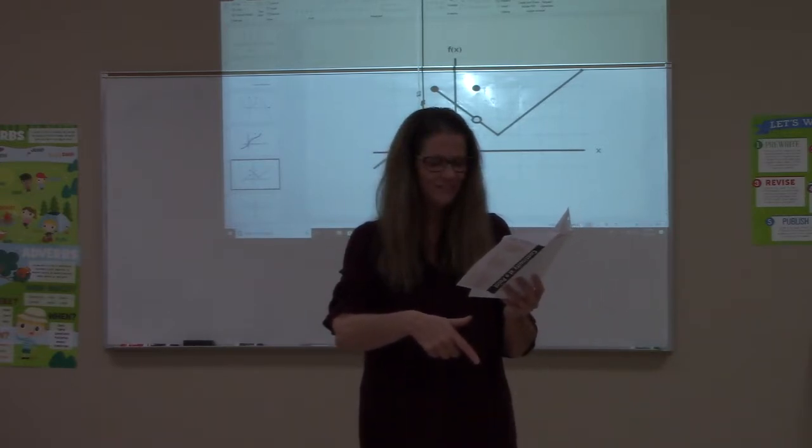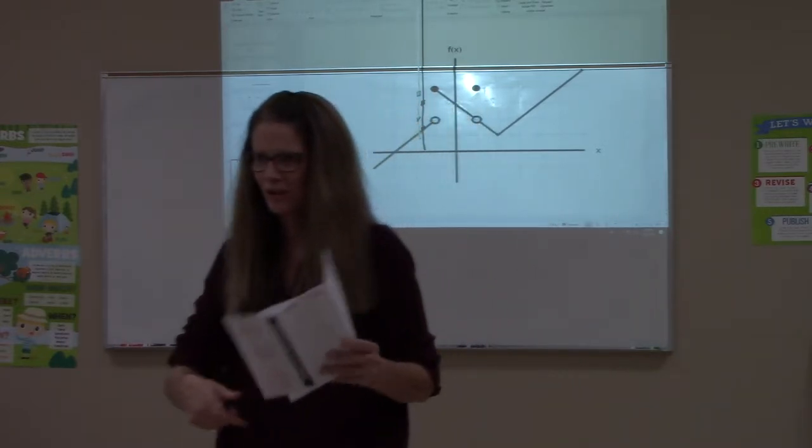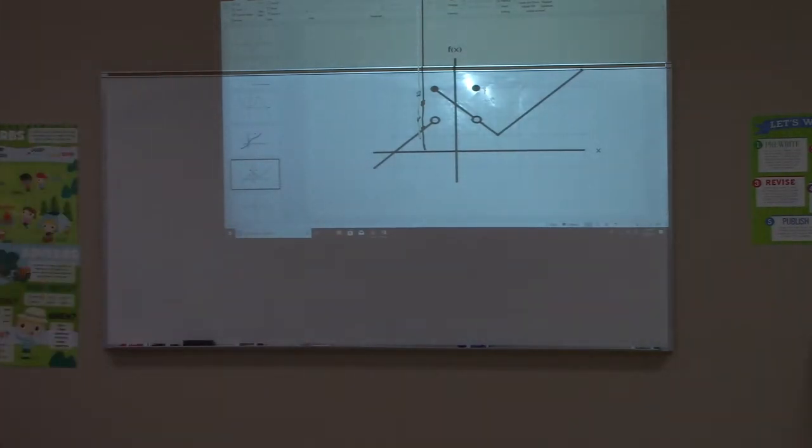Alan, you're good? A little bit. Okay, so rule 1 says there's a point there. Okay? Rule 2 says the limit has to exist at that point. When you say limit, what are you looking for?